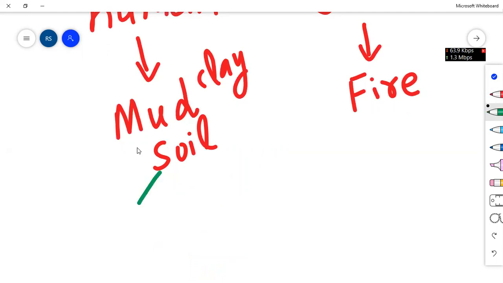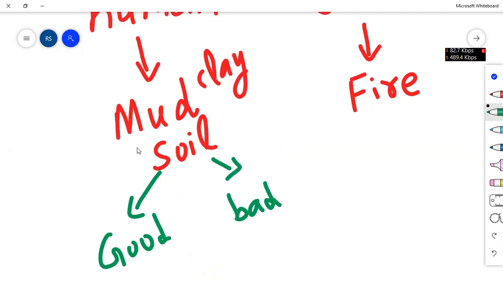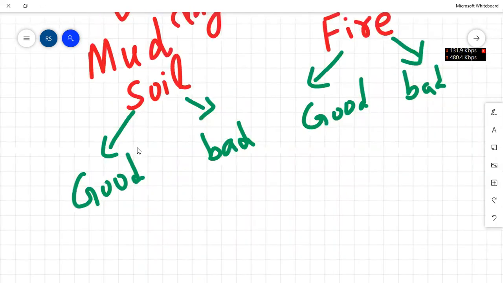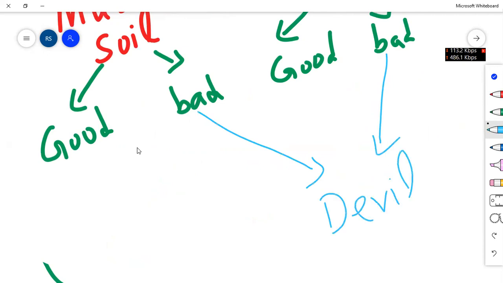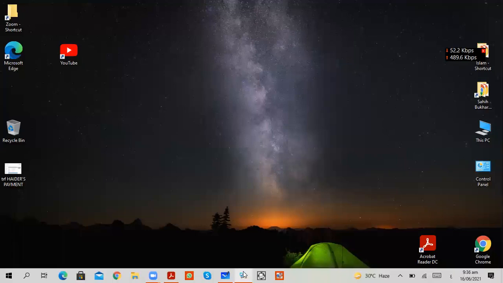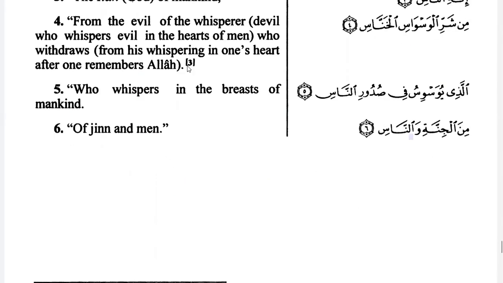Now, some humans are good, some are bad. Same thing with jinn: some are good, some are bad. These bad humans and bad jinn are known as devil. So devil is from both humans and jinn. These are the ones who bring bad ideas into our heart. So this is the meaning of this.